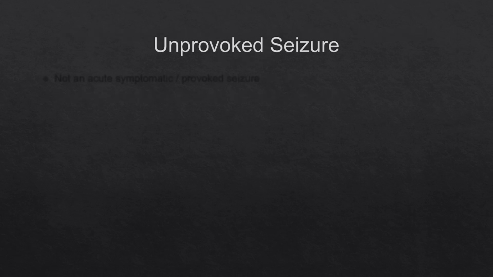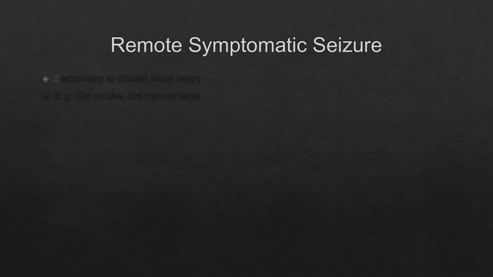What is an unprovoked seizure? Basically, in any case where we cannot find any precipitating cause of seizure, like electrolyte abnormality, trauma, hemorrhage, fever, anything that might cause seizure in the child, we are not able to find, then we can call it unprovoked seizure.